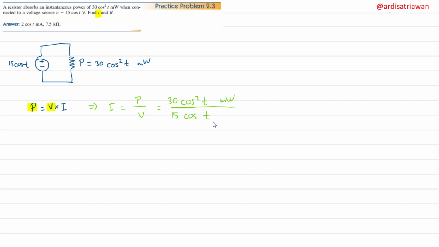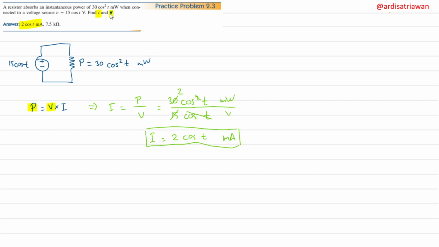cosine of t volt. Okay, now this is cosine t and this square will cancel, leaving only cosine in the numerator. And then 15 and 30 will cancel into 2. So we'll have 2 cosine t, and then this is milliwatt. Milliwatt divided by volt will become milliampere. So this is our current here. As you can see, our answer is the same as the answer key, so that is a good place for us. And then the second one, we are asked to find R.